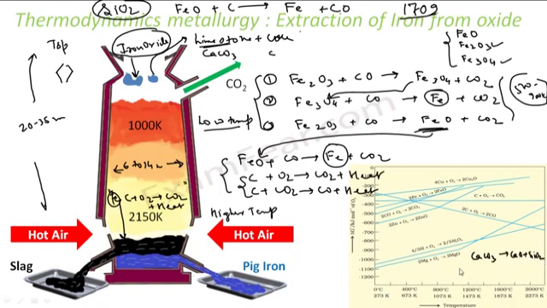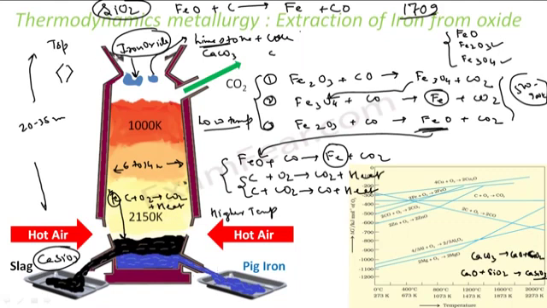plus CO2, and this calcium oxide will react with my SiO2, that is my impurity, to form a slag, CaSiO3, and this slag is lighter than iron. So this slag floats over the pig iron, and this slag is collected here and pig iron is collected here. So that is a typical reaction we have, right?